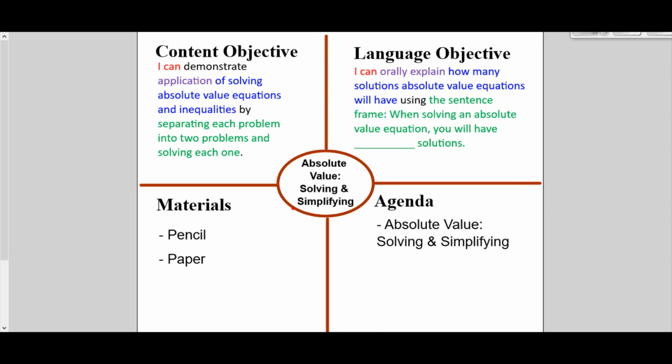In this video, we're going to continue on the notes that you started. It was called absolute value solving. We're going to continue on those notes. Today, we're going to look at solving absolute value inequalities. So if you could just add what we're doing here today, just below the notes that we started last week.